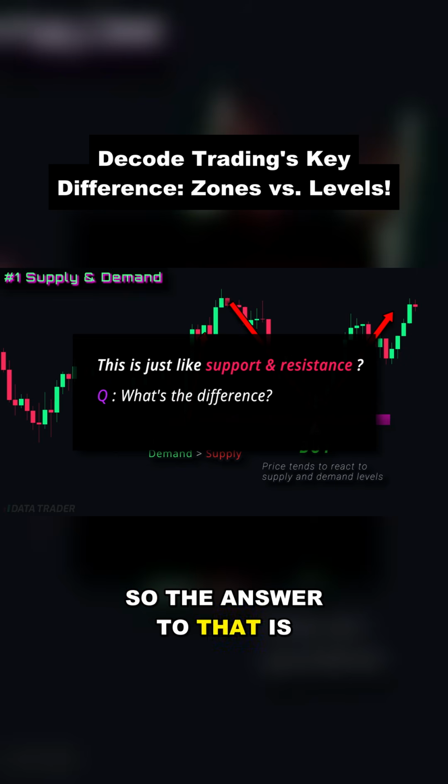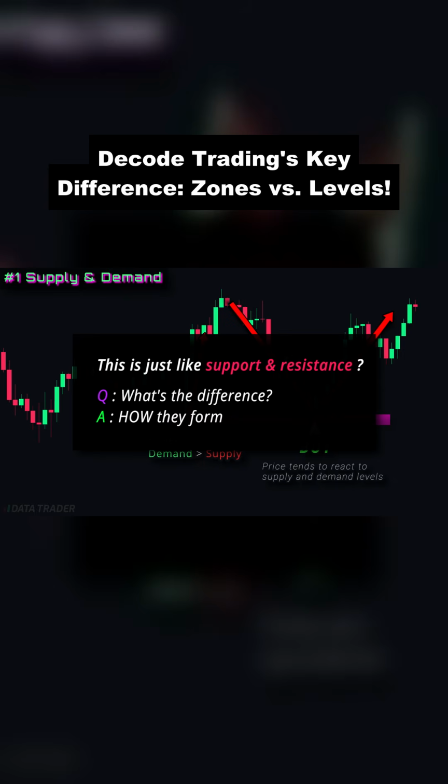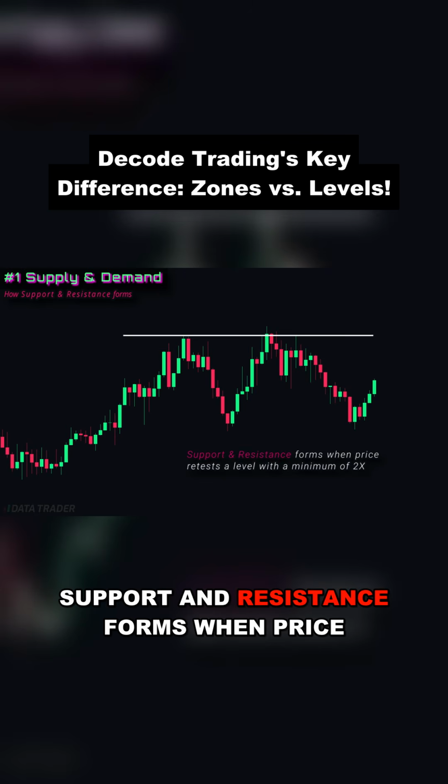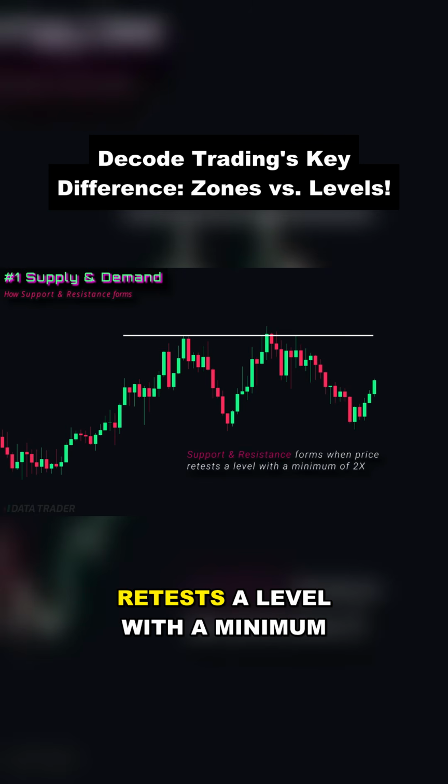So the answer to that is how they form. Let's first start with support and resistance. Support and resistance forms when price retests a level a minimum of 2 times.